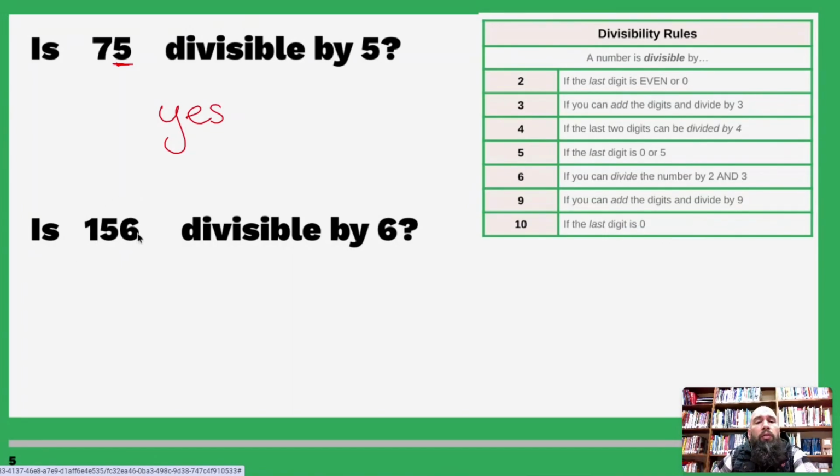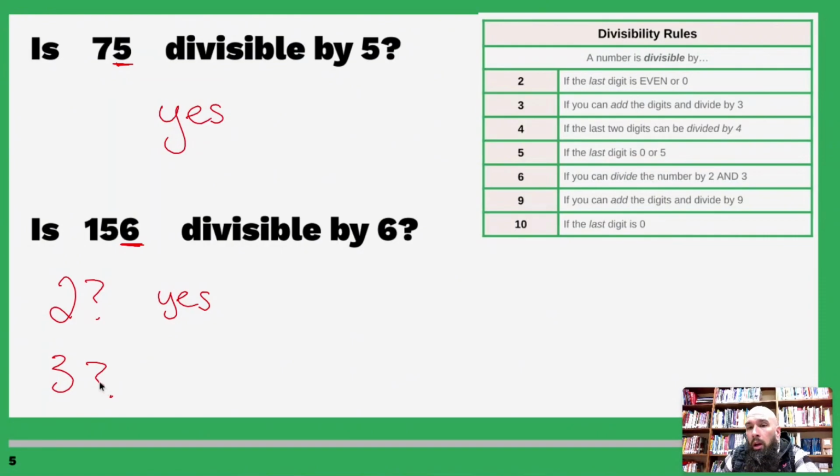Is 156 divisible by 6? Well, we have to check to see if it's divisible by 2 and 3. So let's do 2 first. Is it divisible by 2? Well, a number is divisible by 2 if the last digit is even. 6 is even, so is this divisible by 2? Yes, it is.